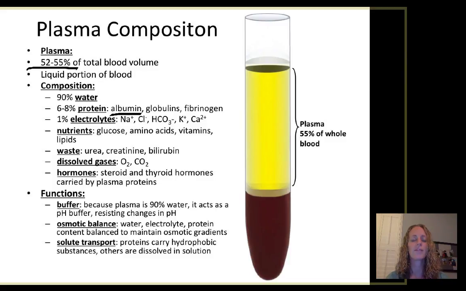Blood functions as a buffer. Because plasma is 90% water, this actually itself acts as a pH buffer, resisting changes in pH. Osmotic balance is important, as the composition of water and electrolytes can be balanced to maintain osmotic gradients. There's also the importance of the protein and the oncotic pressure, as we've discussed when we covered net filtration. Blood proteins can carry hydrophobic substances, and that can transport certain molecules. Others can be dissolved in the plasma.